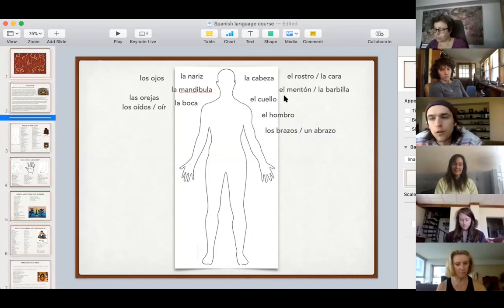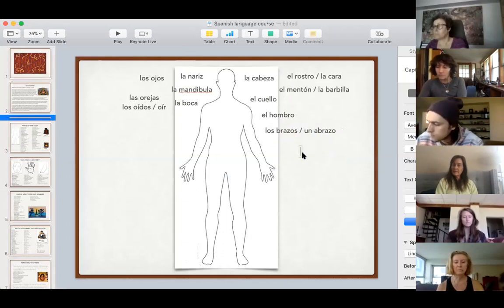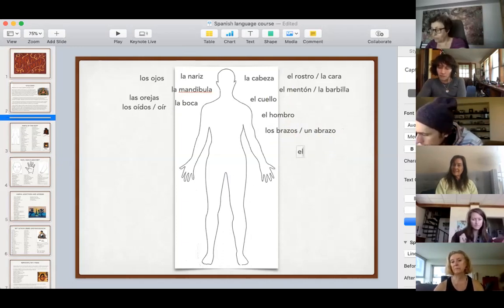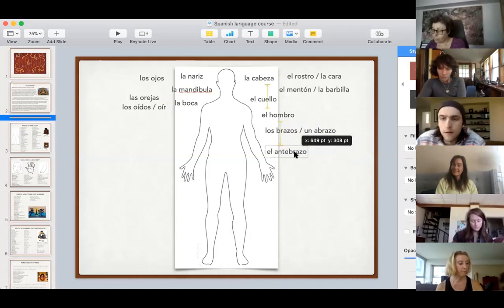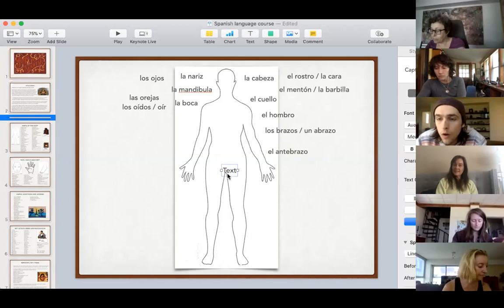So if your brazo is your arm, what is your forearm? Antebrazo. Good. So the word for before in Spanish is antes, so the word for a forearm is el antebrazo. Good. What do you have between your upper arm and your forearm? El codo. Your elbow. Good. So your elbow is el codo.